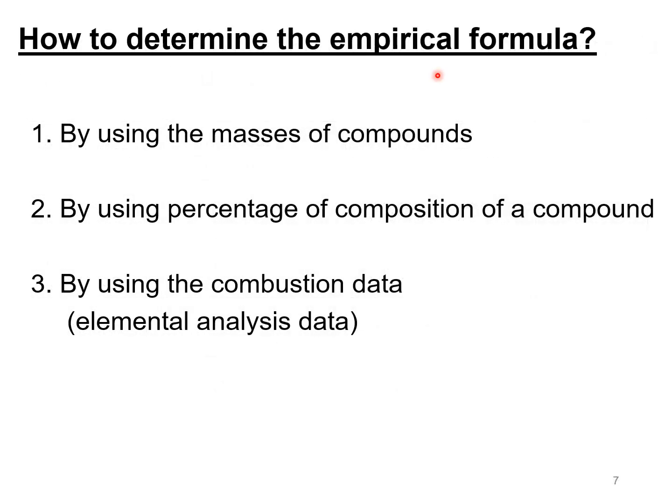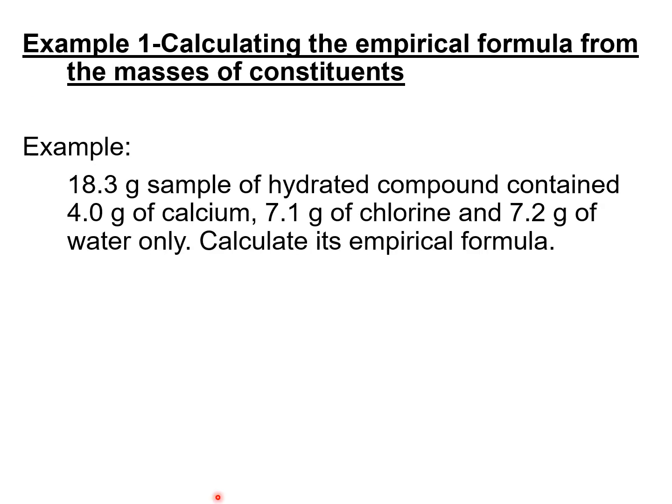Just now, you tahu macam mana nak cari molecular formula. Macam mana pula kamu nak cari empirical formula? Okay, empirical formula, you boleh cari by using 3 methods, which is the first one is by using the masses of compounds. Second one is by using percentage of composition of a compound. And the third one is by using the combustion data, or known as elemental analysis data. Let's look at example 1.